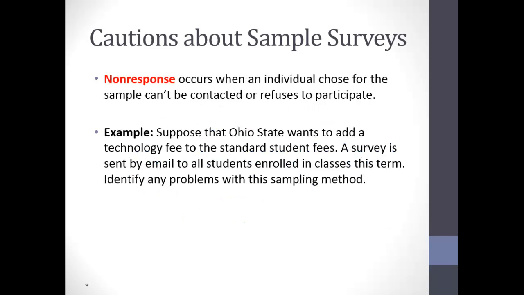So that's undercoverage. The other thing that we want to be careful about is something called non-response, which, again, is just what it sounds like. This is when I choose an individual to be in my simple random sample, but I simply can't get a hold of them, or they refuse to participate. So maybe they just, for whatever reason, don't want to be involved in my sample here.